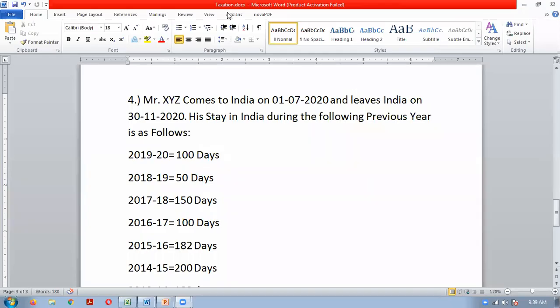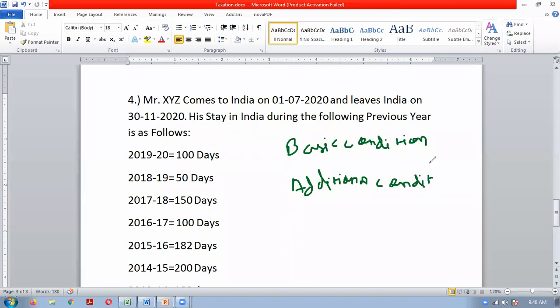Okay, today we will be discussing a comprehensive illustration on residential status, which will cover both basic conditions. First we will apply the basic condition, then we will understand when to apply the additional condition and also discuss it. Both of these will be covered in this illustration, a comprehensive illustration of the residential status of the individual. So let us read this illustration.